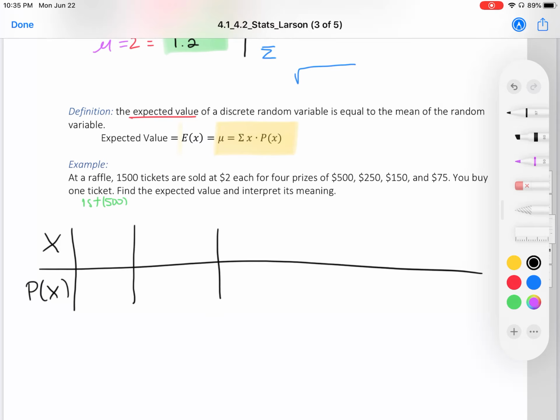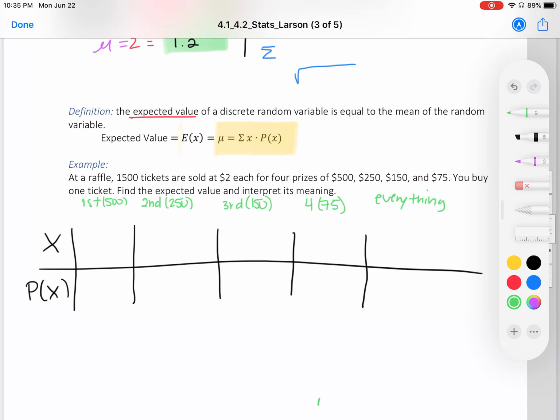I can also win second, third, fourth, and I can lose. So let's set that up. We can win second place and win $250. Third place, $150, and fourth place, $75. Or I can lose, right? Or that would be everything else, however you like to think about it. That's every other option. So here we have all of our options set up.